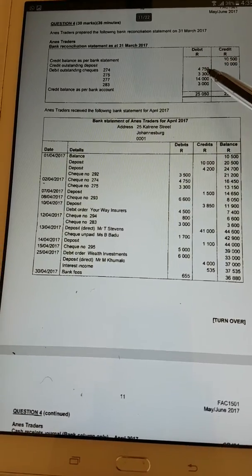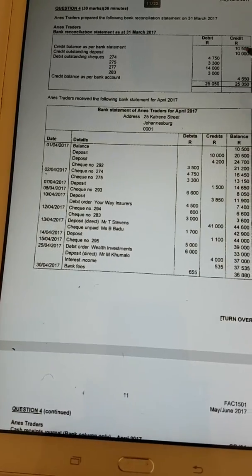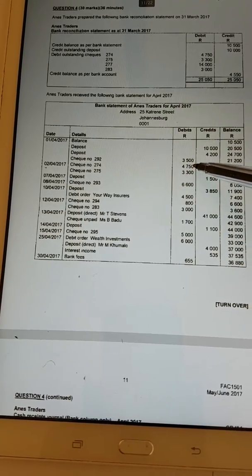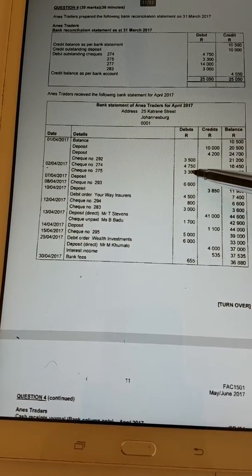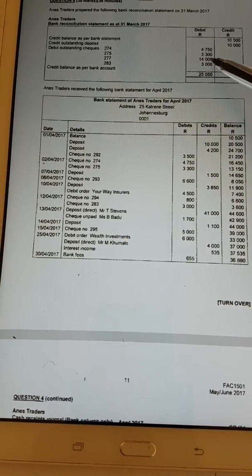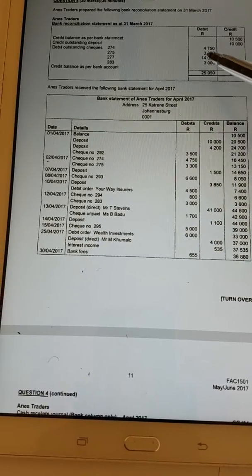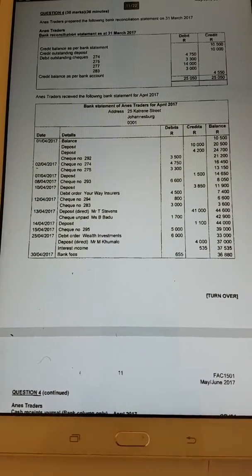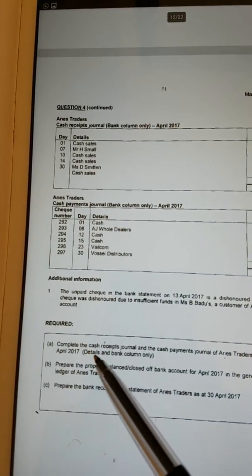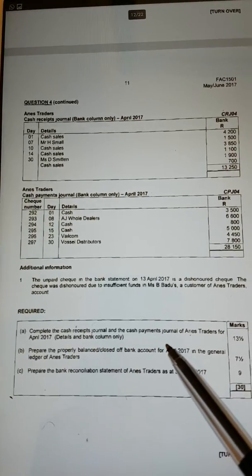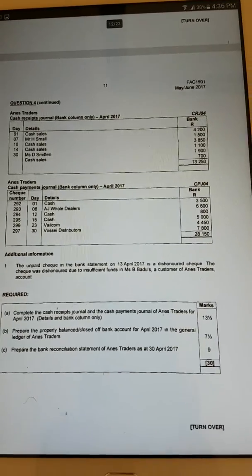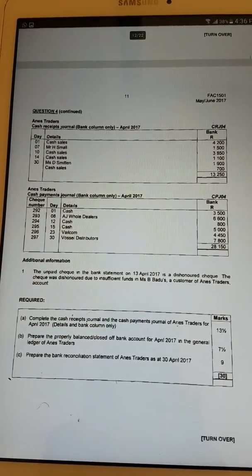Okay, we also have the outstanding checks for the last month, like this check number 247 for 4,750, it's here. The other check of 3,300 is here. The other check of 3,000 is here, but this check of 14,000 seems like it's not here. So the check of 14,000 is still outstanding. So the first question requires you to complete the cash receipt journal and the cash payment journal of Honest Traders for April 2017. So let's get started.